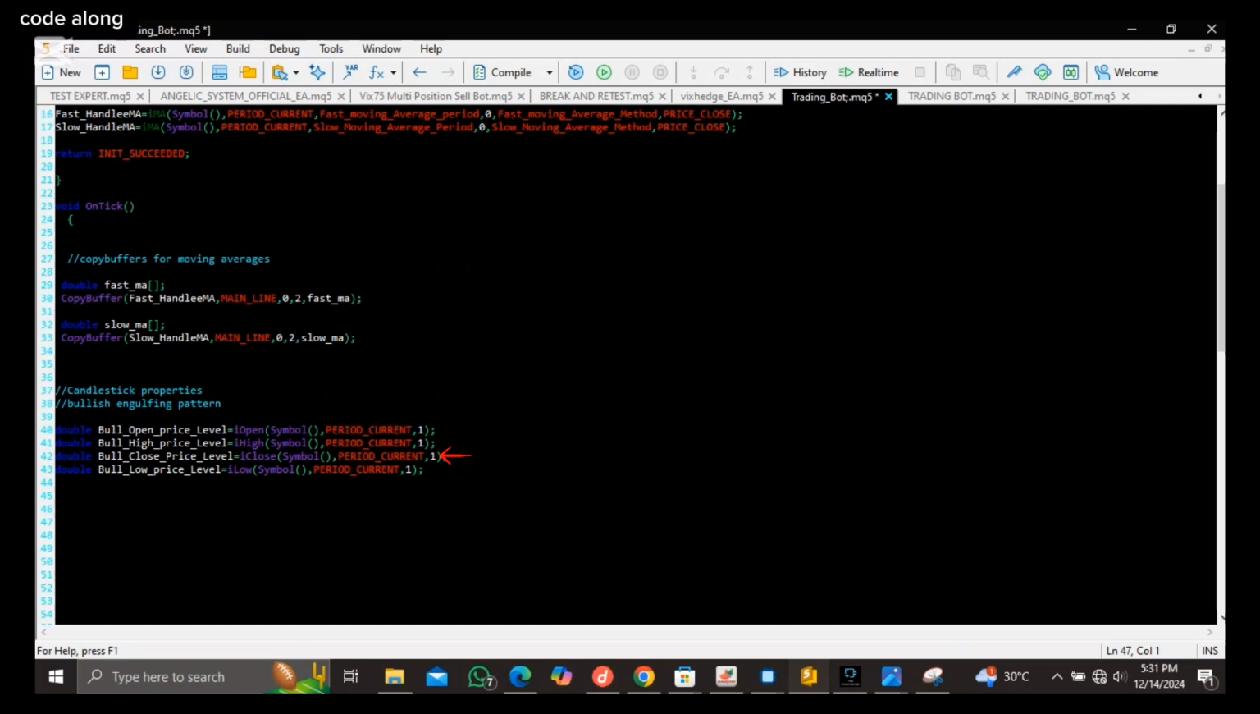double bullClosePriceLevel = iClose(_Symbol, PERIOD_CURRENT, 1). This line retrieves the closing price of the previous candlestick, shift 1, and assigns it to the bullClosePriceLevel variable. double bullLowPriceLevel = iLow(_Symbol, PERIOD_CURRENT, 1). This line retrieves the lowest price of the previous candlestick, shift 1, and assigns it to the bullLowPriceLevel variable.